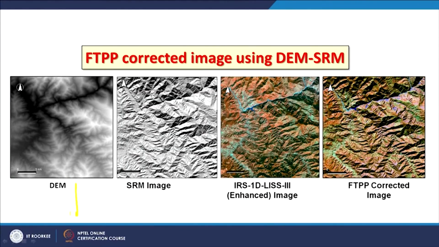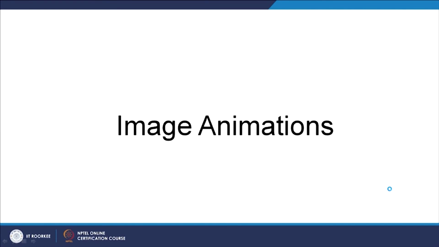And there are other examples. This is a digital elevation model, this is a shaded relief model of the same area, then this is the image, and this one has been created using again the sun illumination, which we have forcefully set here in the northwest direction. When color transformations were done, you get an FTPP-corrected satellite image. Now two animations, these are the last, and then I will close.